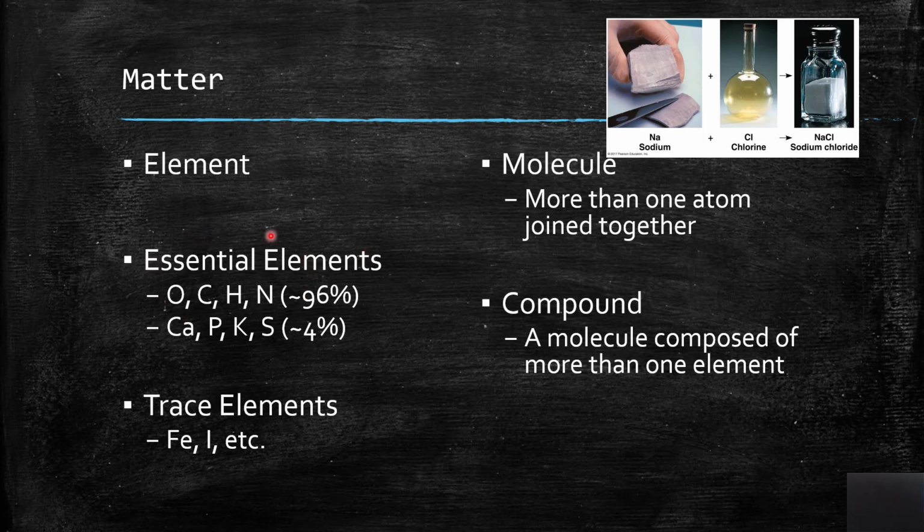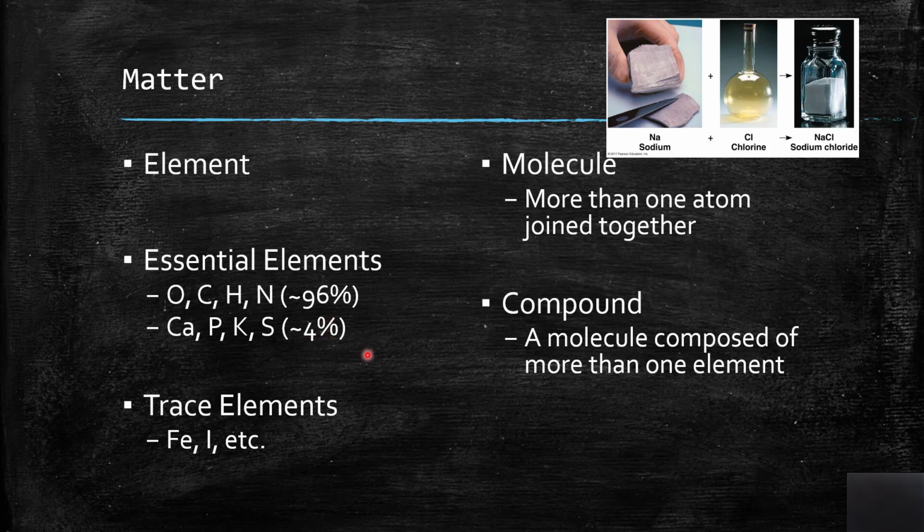And the essential elements, these are the elements found most commonly in life. The top four, oxygen, carbon, hydrogen, and nitrogen, make up 96% of the tissues in living things. Now, a few of these other elements, you could call them essential as well, but they're not the big four. So if I test you on some, it'll likely be the big four. But calcium, phosphorus, potassium, sulfur, those are also important, but they're only around 4%.